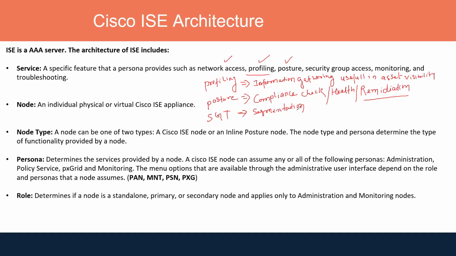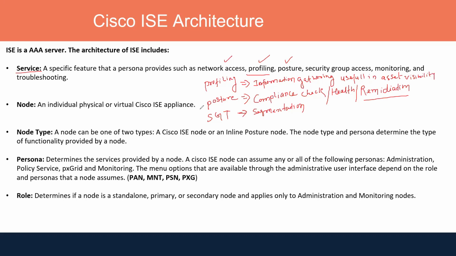So when you just want to define a segmentation of your network, you can use SGT. For example, for an account user you want to provide different access, and for an IT user you want to provide different access. So you can use SGT. And all these are part of the service umbrella, right?